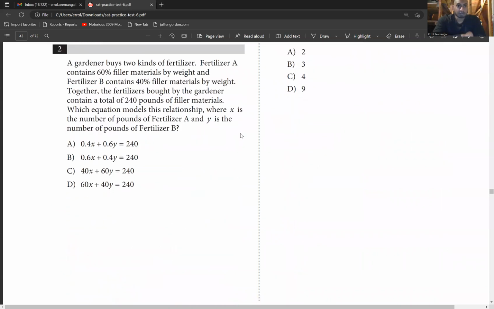All right, two. A gardener buys two kinds of fertilizer. Fertilizer A contains 60% filler materials by weight, and B contains 40%. Together, the fertilizers bought by the gardener contain a total of 240 pounds of filler. Which equation models this relationship where X is the number of pounds of fertilizer A and Y is the number of pounds of fertilizer B?